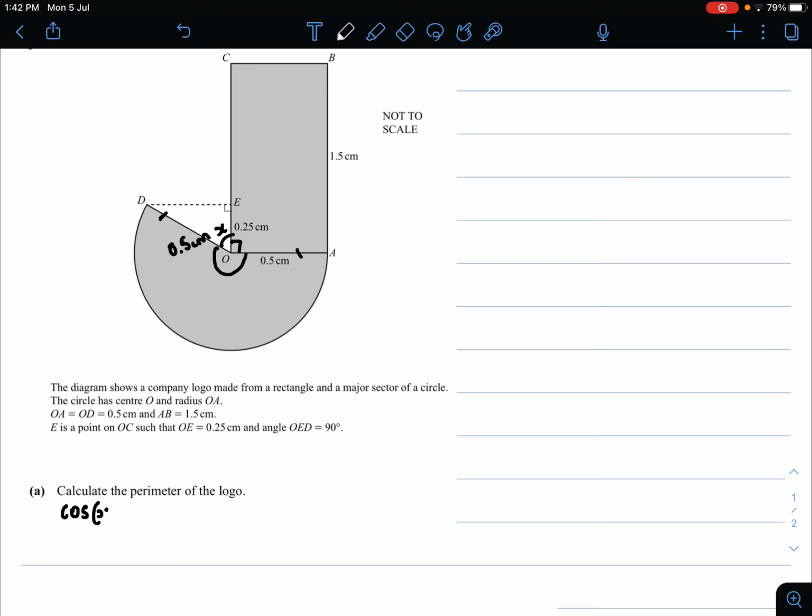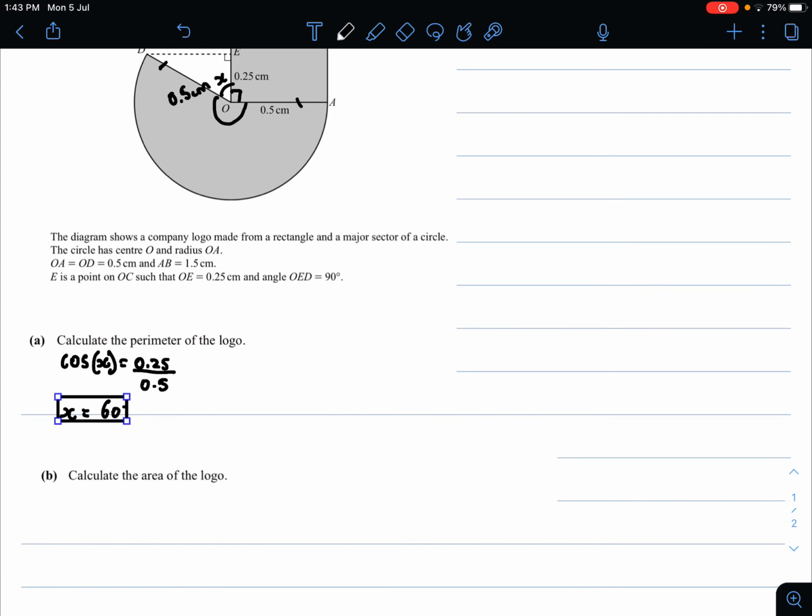So cos of X is equal to the adjacent side divided by the hypotenuse. So adjacent, that is 0.25 divided by 0.5. So this is also equal to half. Therefore, if you do cos inverse of half, you will get 60 degrees. Now you should know that by heart, but if you don't, you can use your calculator to get the answer.